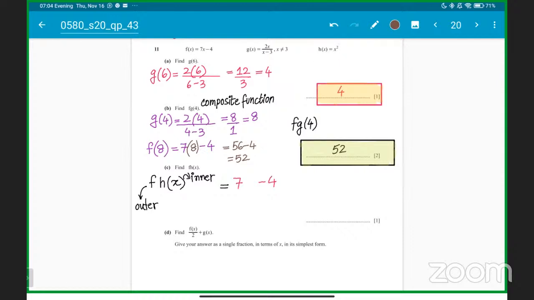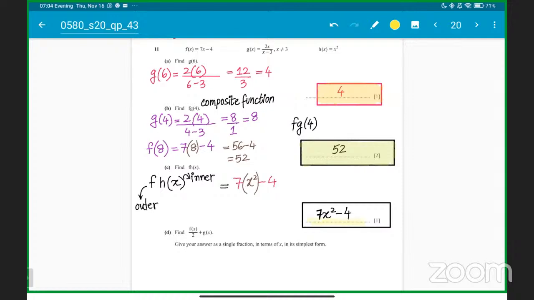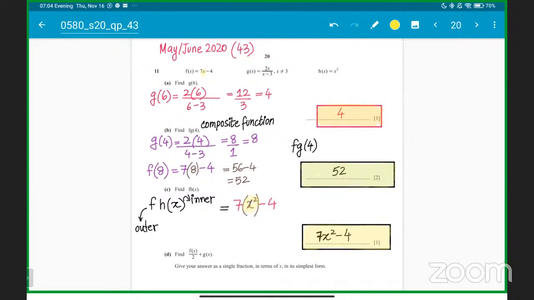That is basically x squared. So that's how it will be 7x squared minus 4, okay? So the answer is 7x squared minus 4. That is the fh(x). Let me know if people got it. Always remember, you will write the outer function and then whatever the x is, replace it with the inner function. x got replaced with x squared.